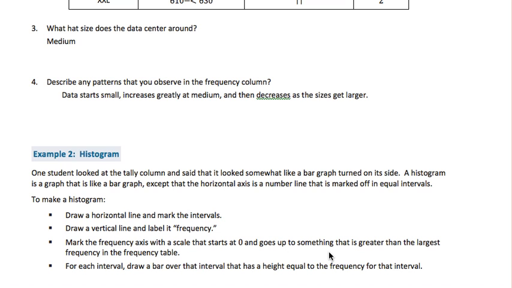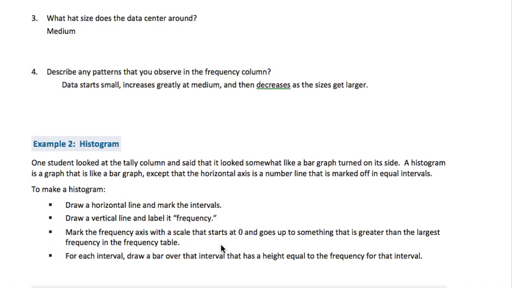To make a histogram, we'll draw a horizontal line and mark the intervals. Then we'll draw a vertical line and label it frequency. Then we're going to mark the frequency axis with a scale that starts at 0 and goes up to something that is greater than the largest frequency in the frequency table. For each interval, we'll draw a bar over that interval that has a height equal to the frequency for that interval.